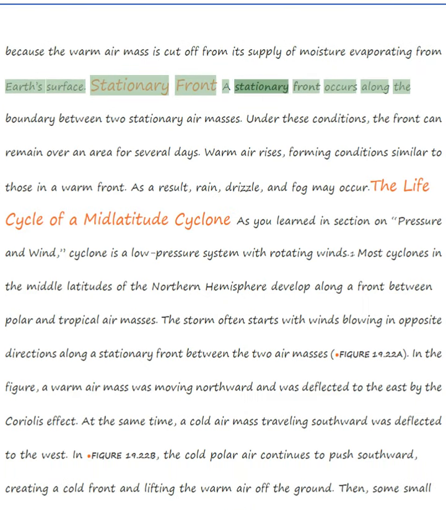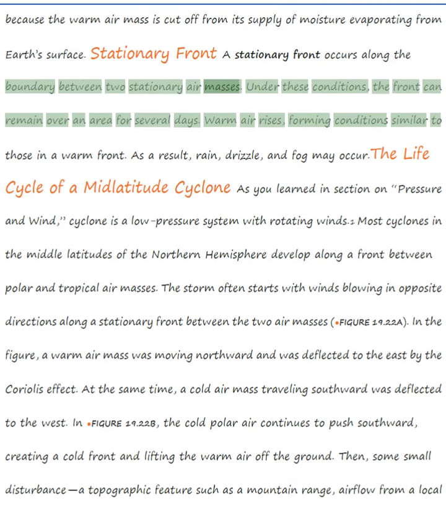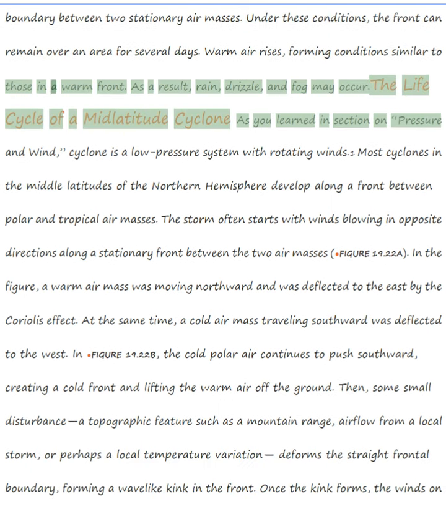Stationary front. A stationary front occurs along the boundary between two stationary air masses. Under these conditions, the front can remain over an area for several days. Warm air rises, forming conditions similar to those in a warm front. As a result, rain, drizzle, and fog may occur.